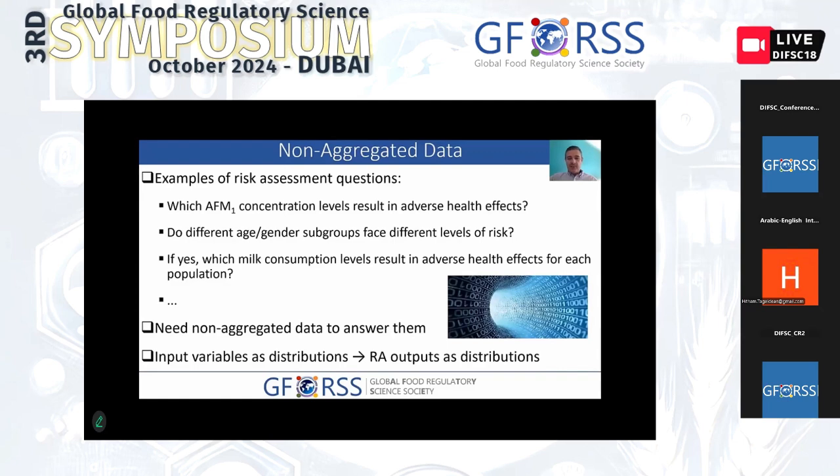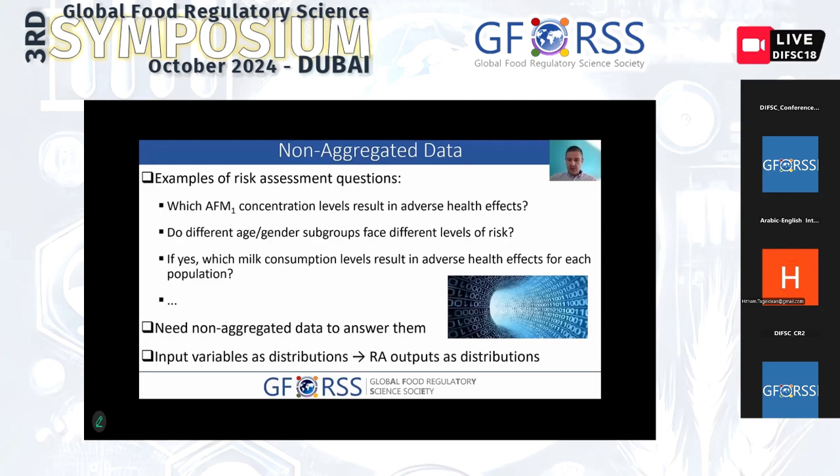So obviously, a general population is composed of different subgroups that may face different levels of risk due to intrinsic variables such as consumption or body weight. I'm sure you are well aware that a child doesn't have the same consumption pattern as an adult, nor the same body weight. However, if you use mean values for the different parameters in your risk assessment, you will only have a yes or no answer. For example, AFM1 concentration levels do not result in an adverse health effect for the general population.